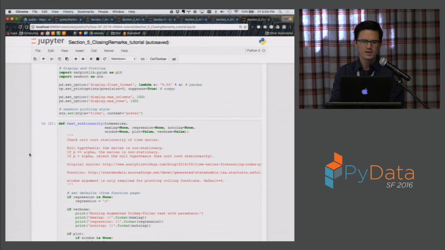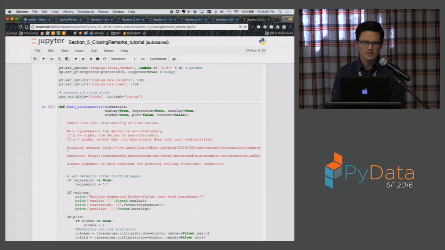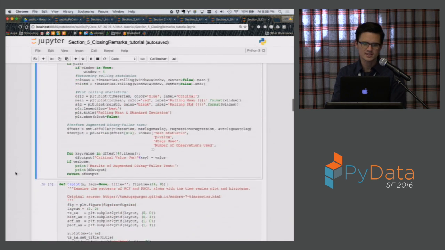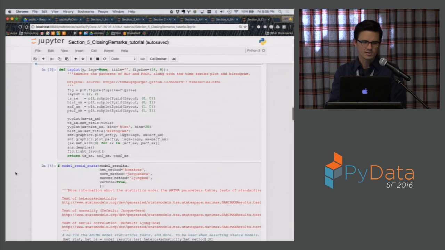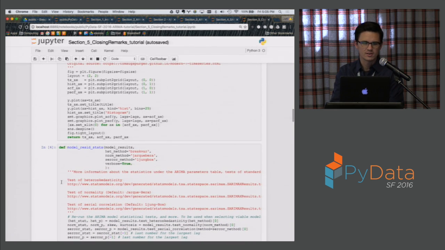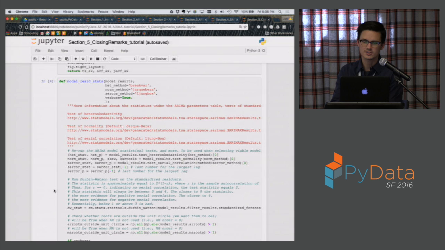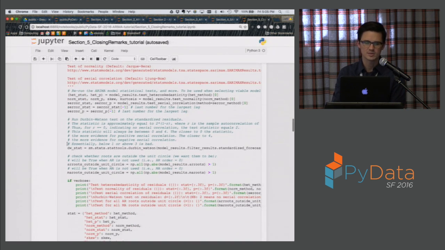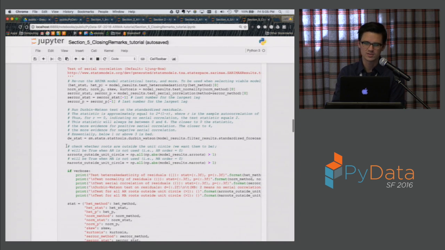So I have a number of functions here. They're cited. I've used some functions that we found on interesting blog posts about time series analysis, but we've modified these a bit for our own purposes. There's one for testing stationarity. Here's our autocorrelation and PACF plot. This is rerunning some of the statsmodels statistical tests about heteroscedasticity and normality of the residuals, as well as some additional tests looking at another measure of serial correlation.